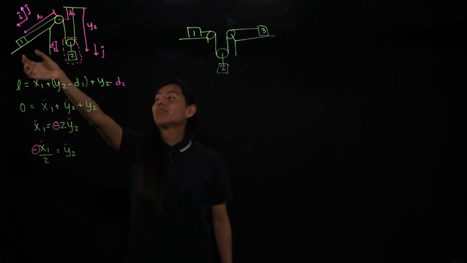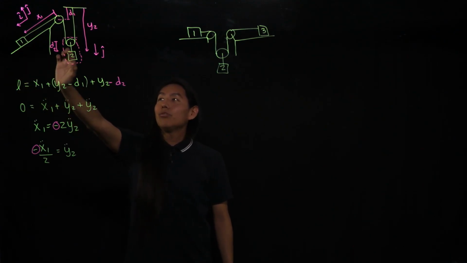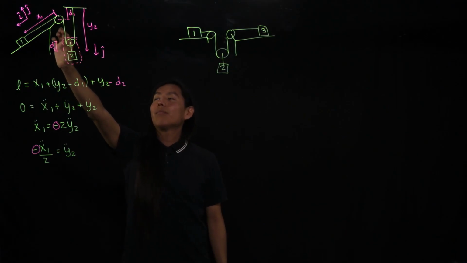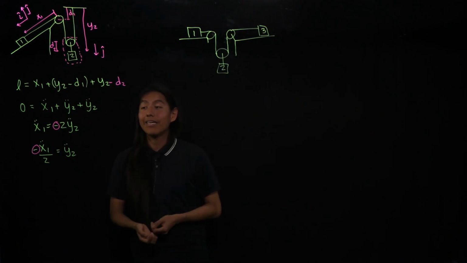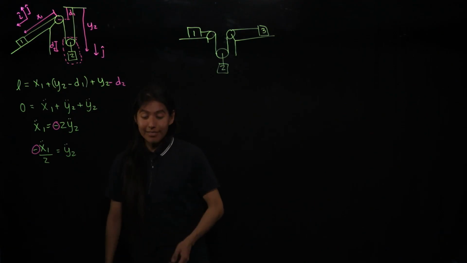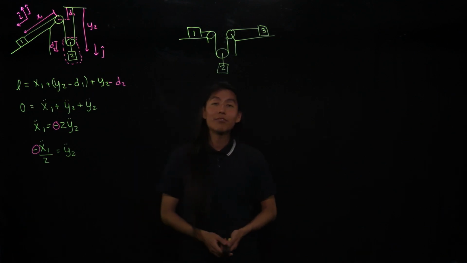If I think about displacing block number 1 by some small amount, that displacement is cut in half for block number 2. Half of it goes to one side of the pulley, the other half goes on the other side of the pulley. So both the factor of 1/2 and the signs, positive and negative, make sense. That's something you always want to check at the end of every constraint equation.